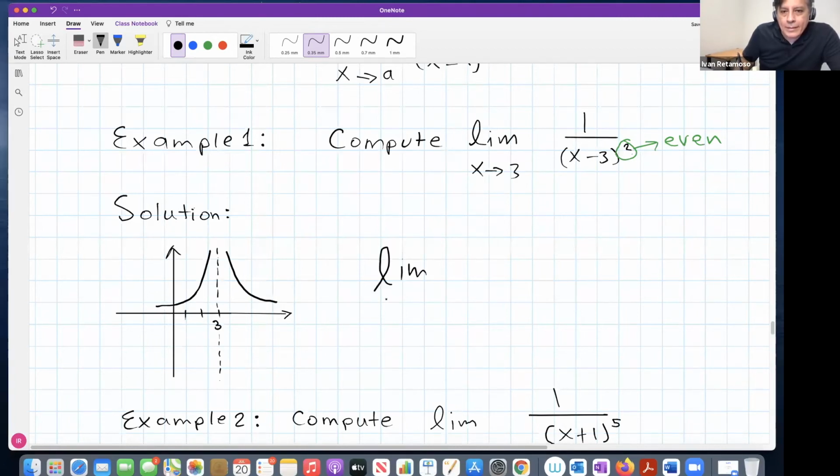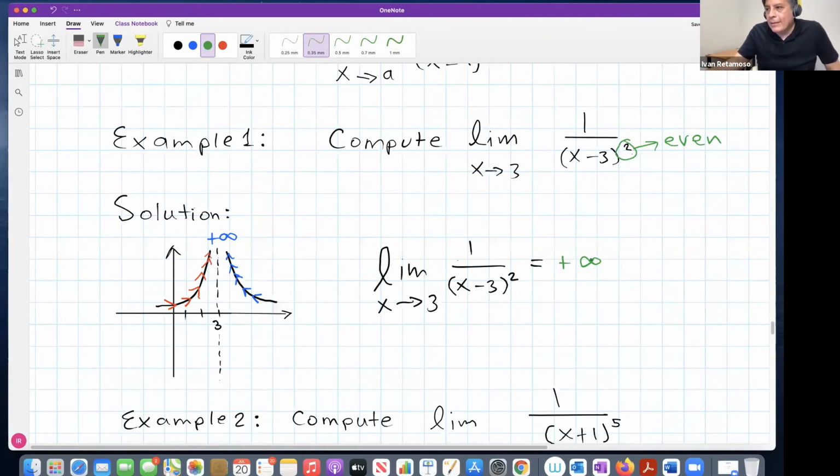Well, the limit as x approaches 3 simultaneously from the left and from the right of 1 over x minus 3 squared will be equal to what? Well, from the right, you're going up here towards positive infinity, right? But also from the left, you approach 3 from the left, you're going up here, positive infinity. So this should be just positive infinity, or just infinity. You are allowed to drop the positive sign. This is for the case of the exponent being even.